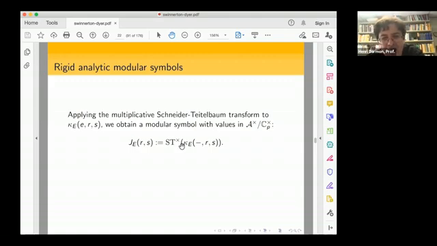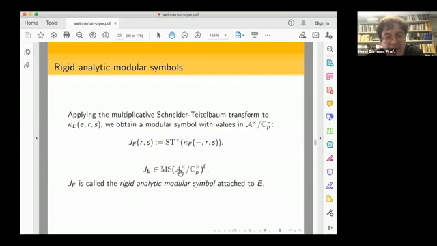Now, this function inherits the property of being a modular symbol from the input object that we fed into the Schneider-Teitelbaum transform. So this J sub E is really a modular symbol with values in the multiplicative group of analytic functions, which is gamma invariant up to multiplicative scalars because of the scalar ambiguity, which is inherent in the logarithmic derivative and its inverse given by Schneider-Teitelbaum.